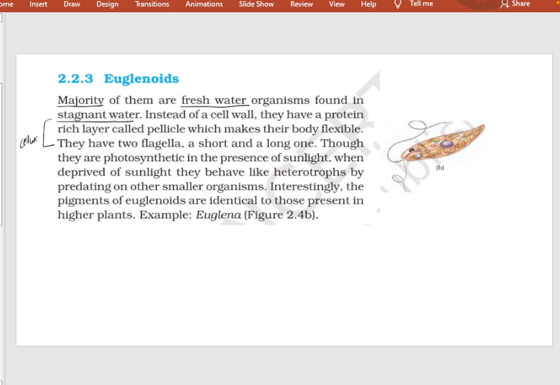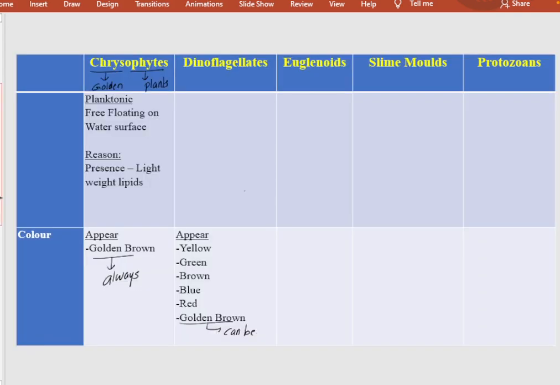Cell wall, okay. So the first point is regarding what? Habitat only, na? Habitat. Okay. So what is the next thing? Next.